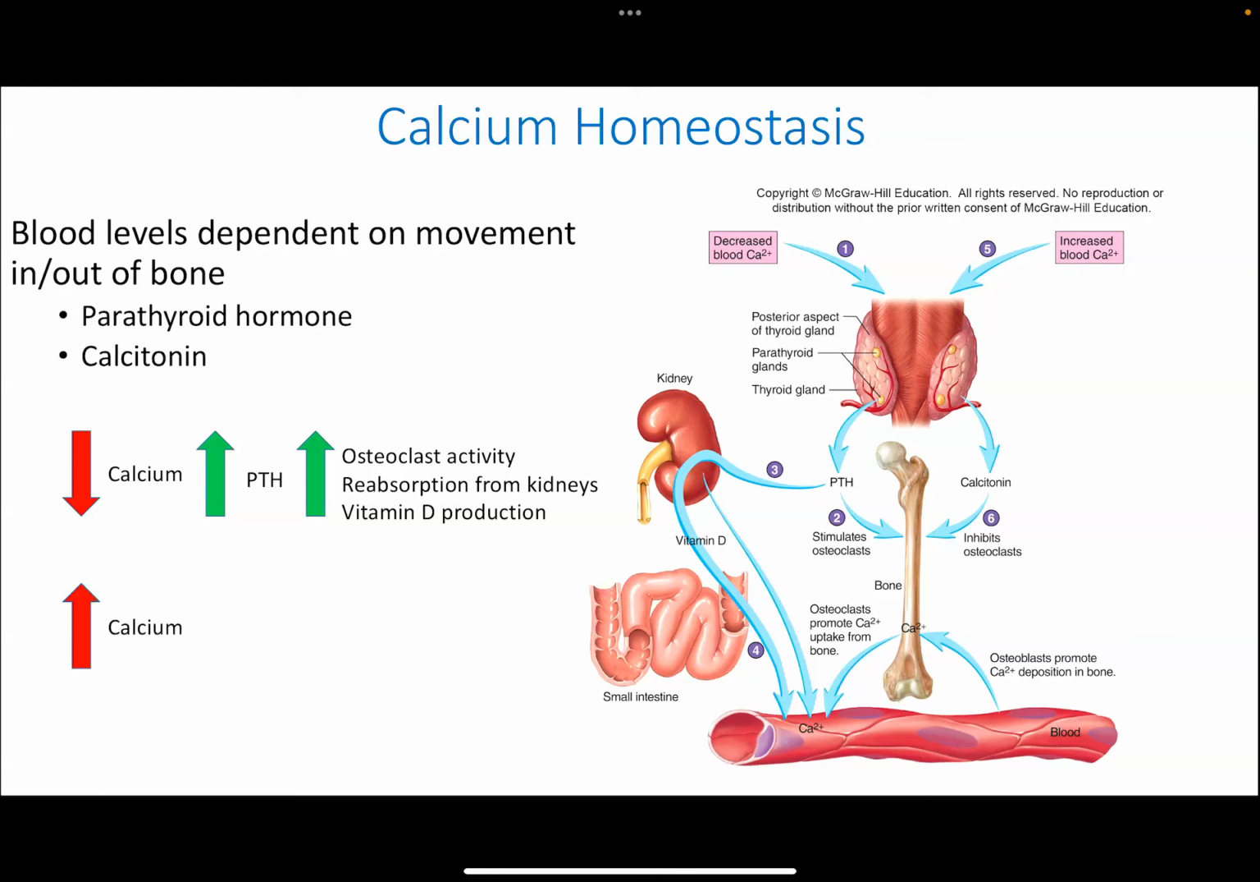If you have an increase in calcium levels in the blood too high, then this can trigger calcitonin to be released. Calcitonin will then decrease osteoclast activity there and increase, in some cases, osteoblast activity. So you have more bone being made and less being broken down so that calcium goes back into the bone bank.